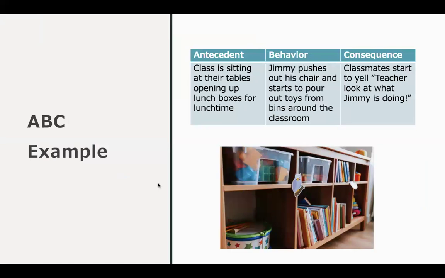So in this situation, we see the antecedent would be a class is sitting at their tables, opening up lunch boxes for lunchtime, and the behavior we're interested in that is really causing a disruption in our classroom is Jimmy pushes out his chair and starts to pour out toys from bins around the classroom. And then as a consequence, we see all the students start to yell. The teacher is looking at the students and they're telling her, look at what Jimmy is doing. So that would be a breakdown of a three-term contingency of what is happening in the classroom.